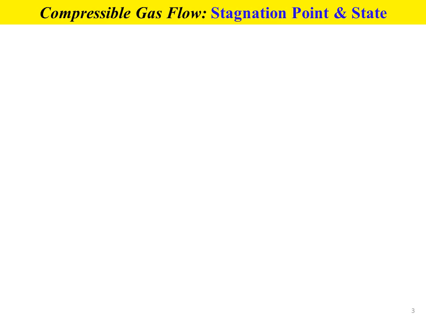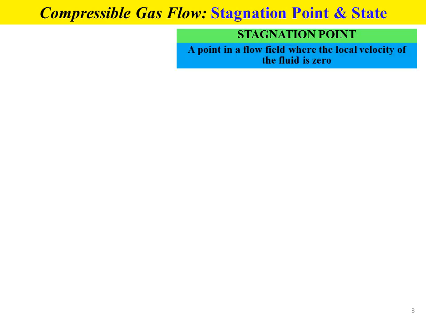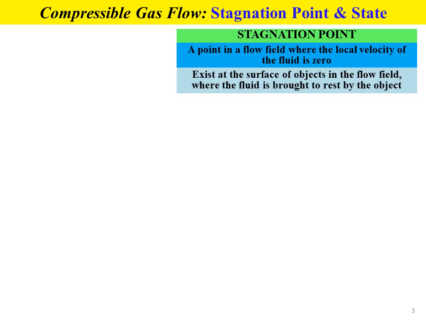Now we discuss the first parameter in compressible gas flow, which is the stagnation point and stagnation state. In terms of definition, a stagnation point is a point in a flow field where the local velocity of the fluid is zero. This point exists at the surface of objects in the flow field where the fluid is brought to rest by the object.